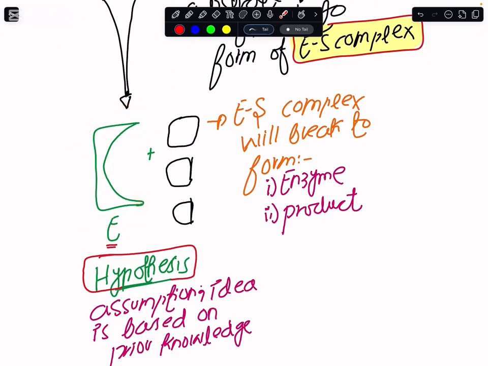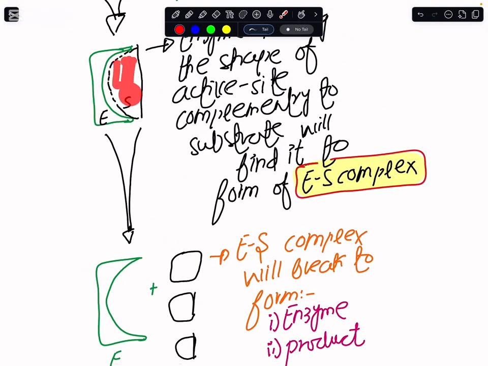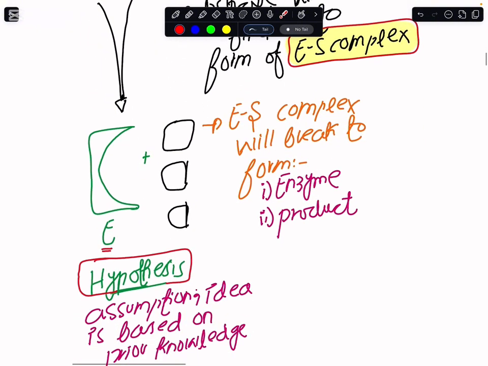So this is an important feature of the enzyme. And the substrate that was bonded into the enzyme's active site, here you see that it has turned into its respective product.